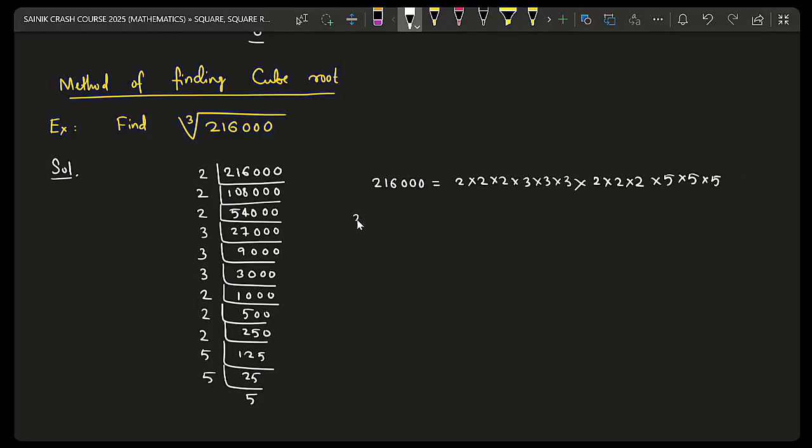But here, to find the cube root of 216,000, what we do is we group three similar digits together: 222, 333, 222, 555. From the first group, we take this 2. From the second group, we take this 3. Third group, we take this 2. Fourth group, we take this 5.